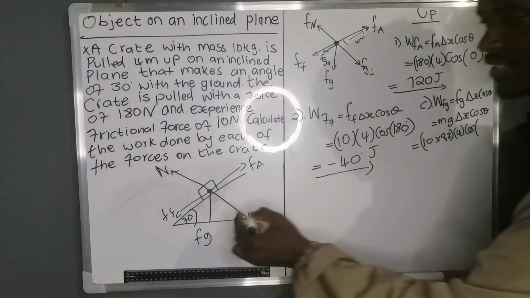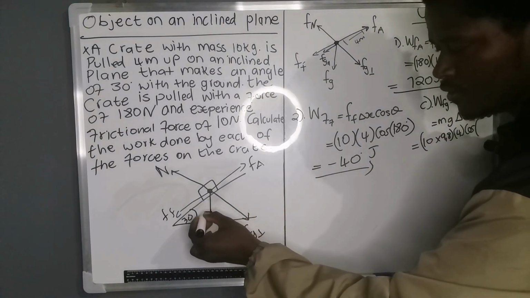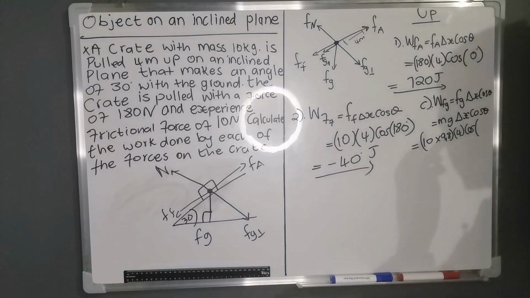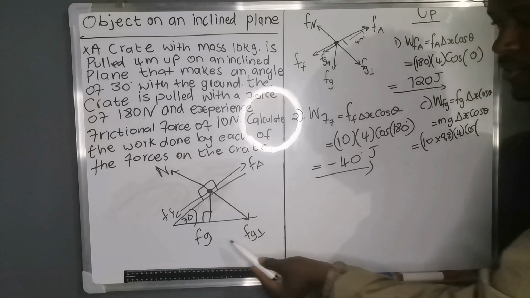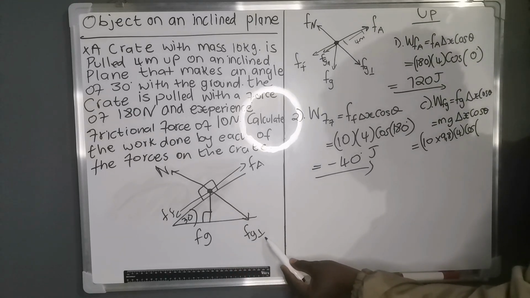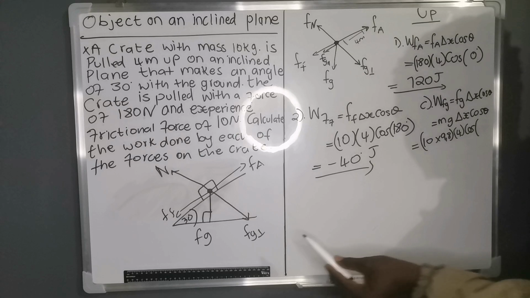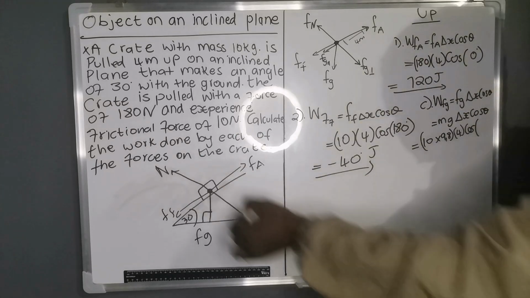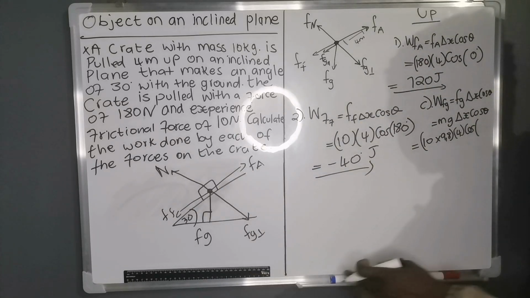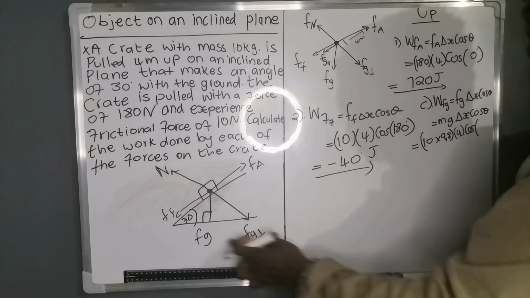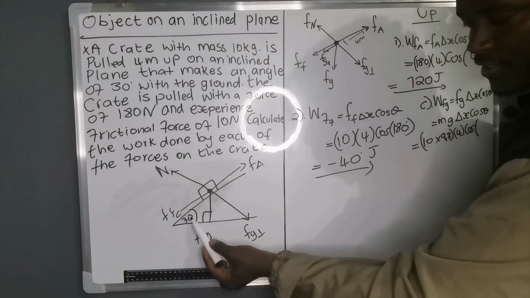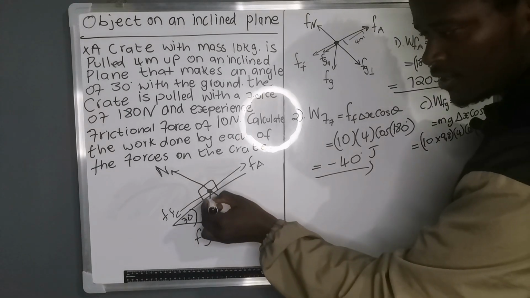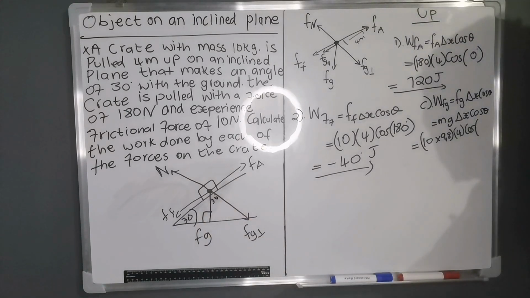In grade 11, you learn that this angle here is 90 degrees. Yes, you learn that in grade 11. And you learn again that the angle between gravitational force Fg and Fg perpendicular is the same as this one, 30 degrees. So the angle here is 30 degrees. I hope you can see it, guys.